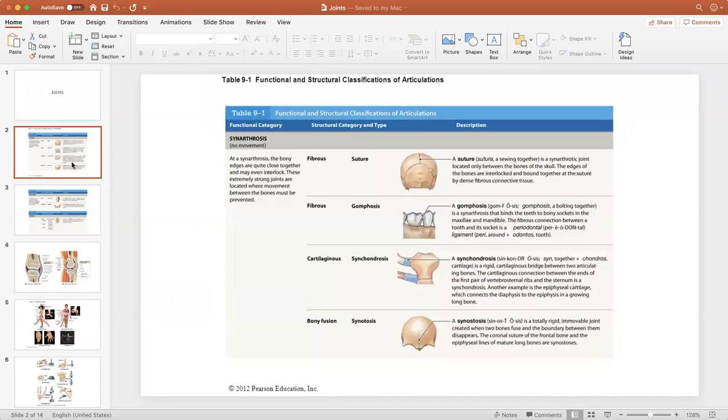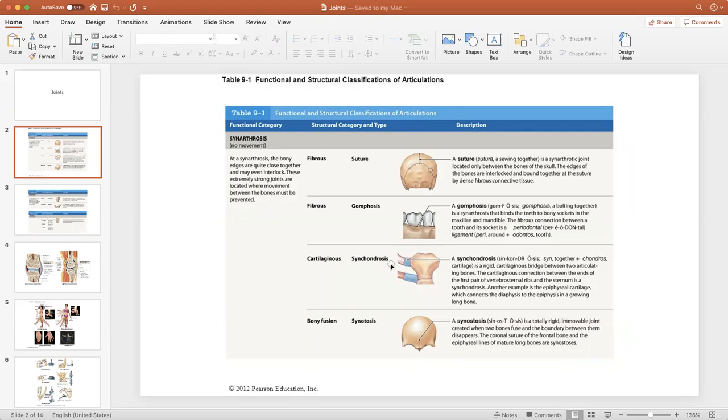So with the synarthroses, these are classified with no movement. Okay, so we have fibrous joints. Two of those are sutures. So this is the sutures, like in the skull. Okay, so it's the joint between two bones of the skull. And then we have gomphoses, which is a synarthrosis where the teeth go into a bony socket in the maxilla or the mandible.